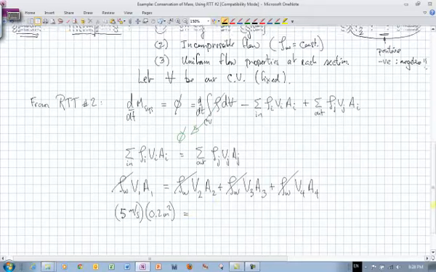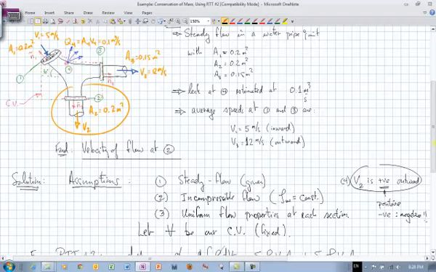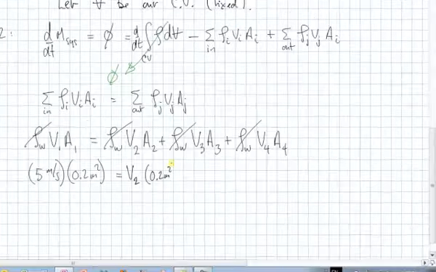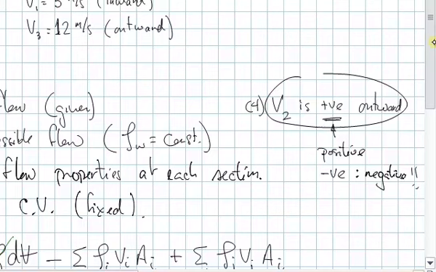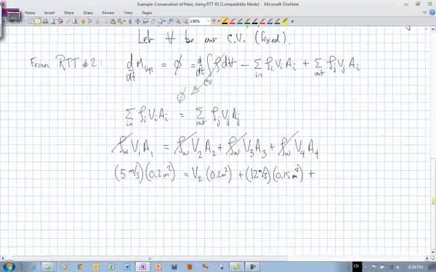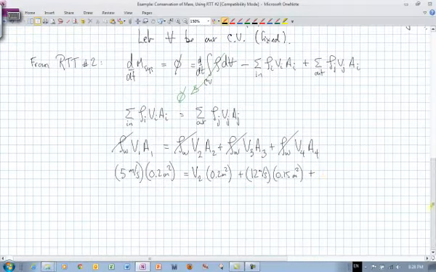V2 is unknown, but A2 is 0.2 meters squared, plus A3 V3, which is 0.15 meters squared times 12 meters per second. And finally, the product V4 A4 is given to us as 0.1 cubic meters per second. One equation, one unknown. I do not have my faithful calculator here, but I'm going to try to do this quickly.